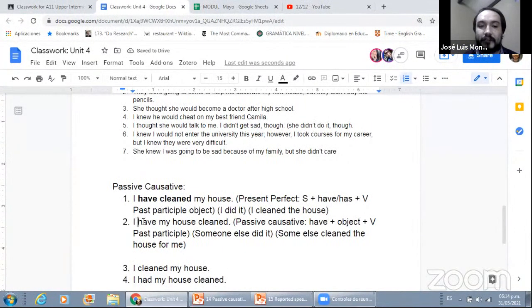And it's important that you can recognize that. It's very, very important that you can recognize that. Look at the position of the words.